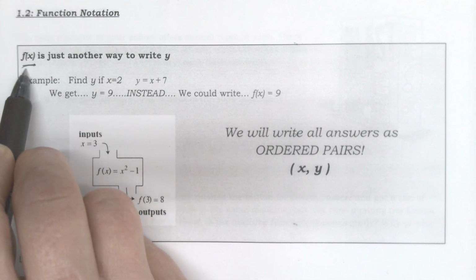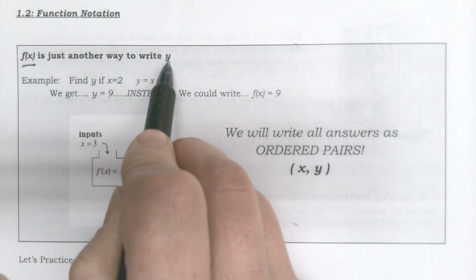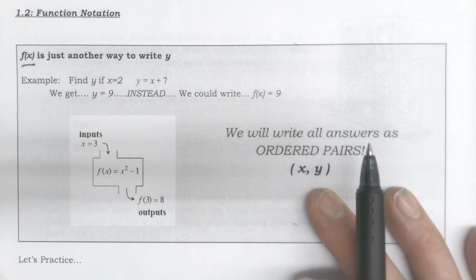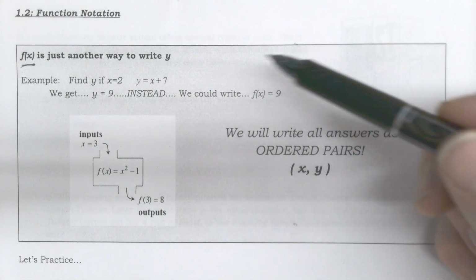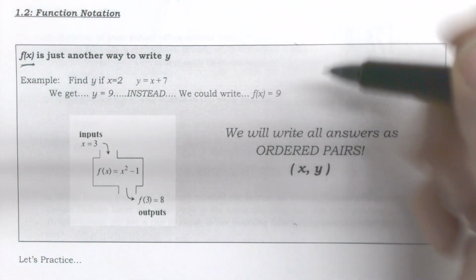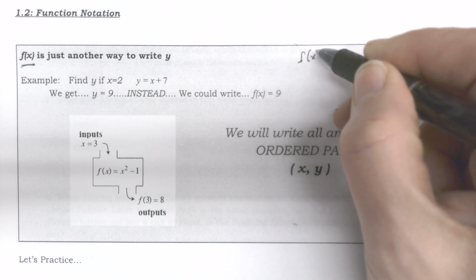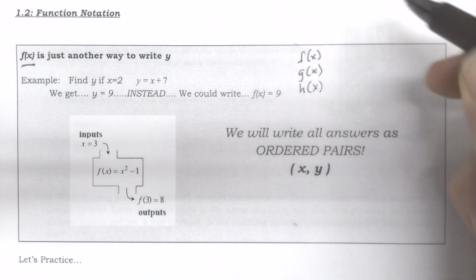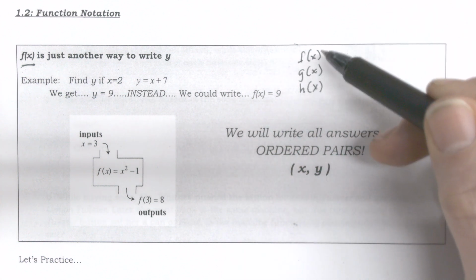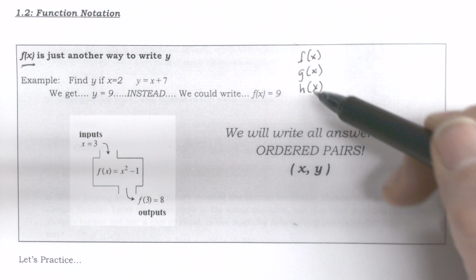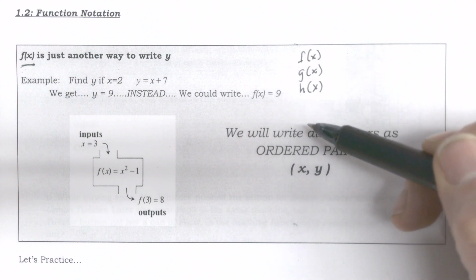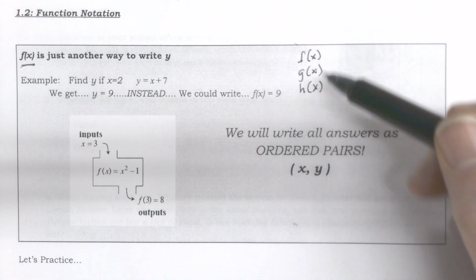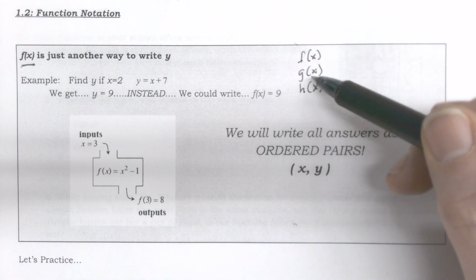And they do this instead of y because as you progress in math, there are situations where you're going to be working with multiple equations. And so they'll have the f function, the g function, the h function, or any other letter that they want to name the function so that they all look different as opposed to y equals y equals y equals. This way we can tell we're talking about different things.